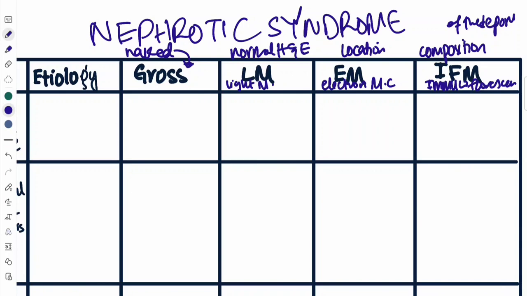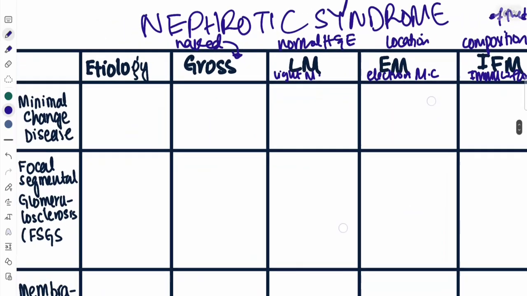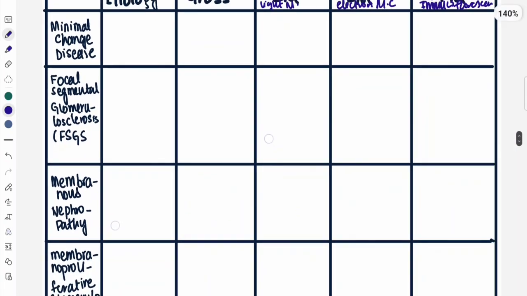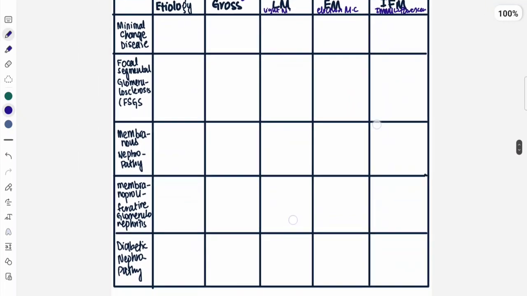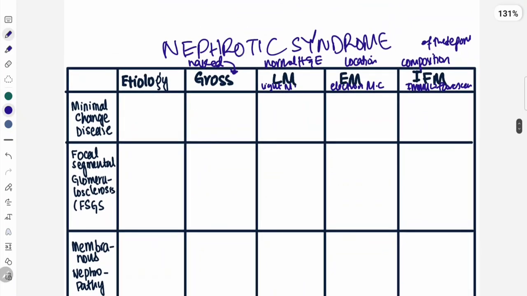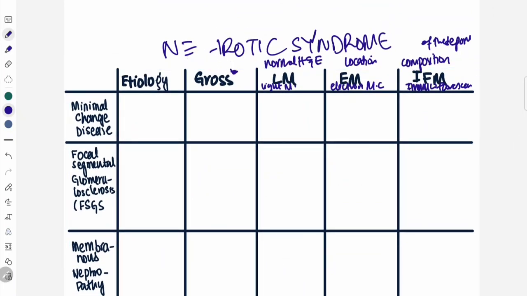Now let's start with the nephrotic syndromes. We are going to first look at minimal change disease. For all the nephrotic syndromes, I'm going to save you some peace of mind and tell you that there is nothing you need to know about how it looks grossly to the naked eye. So there are no gross findings, and we are not going to do this column. Instead of the gross column, I'm going to write the medications here.